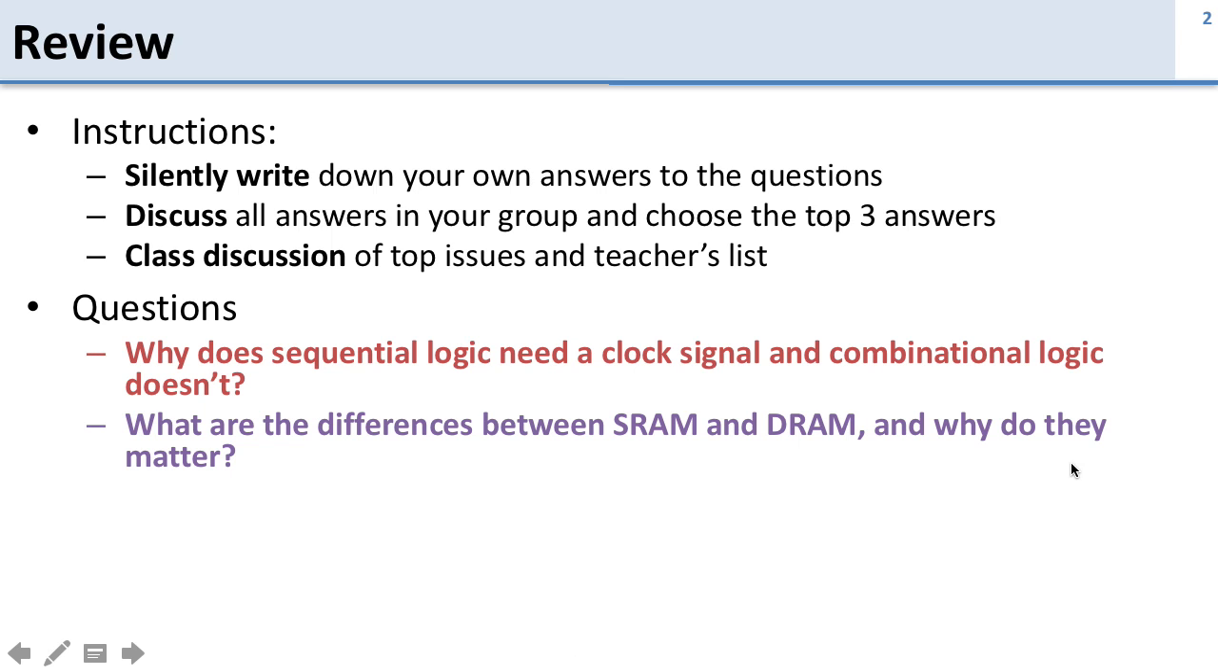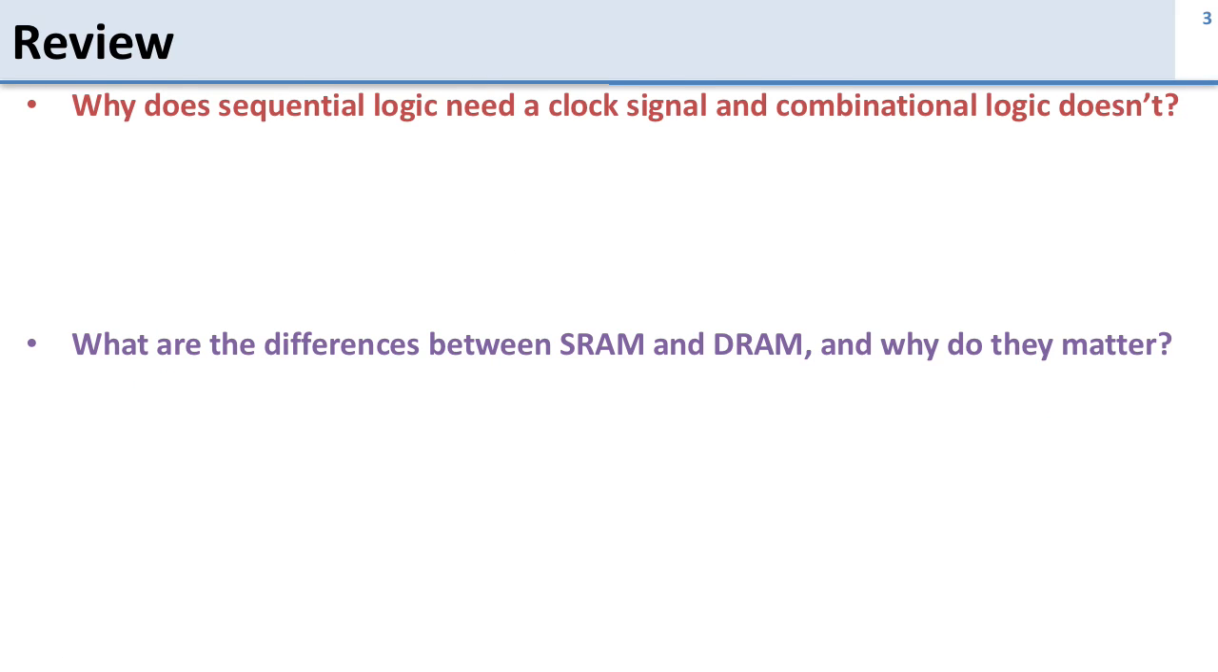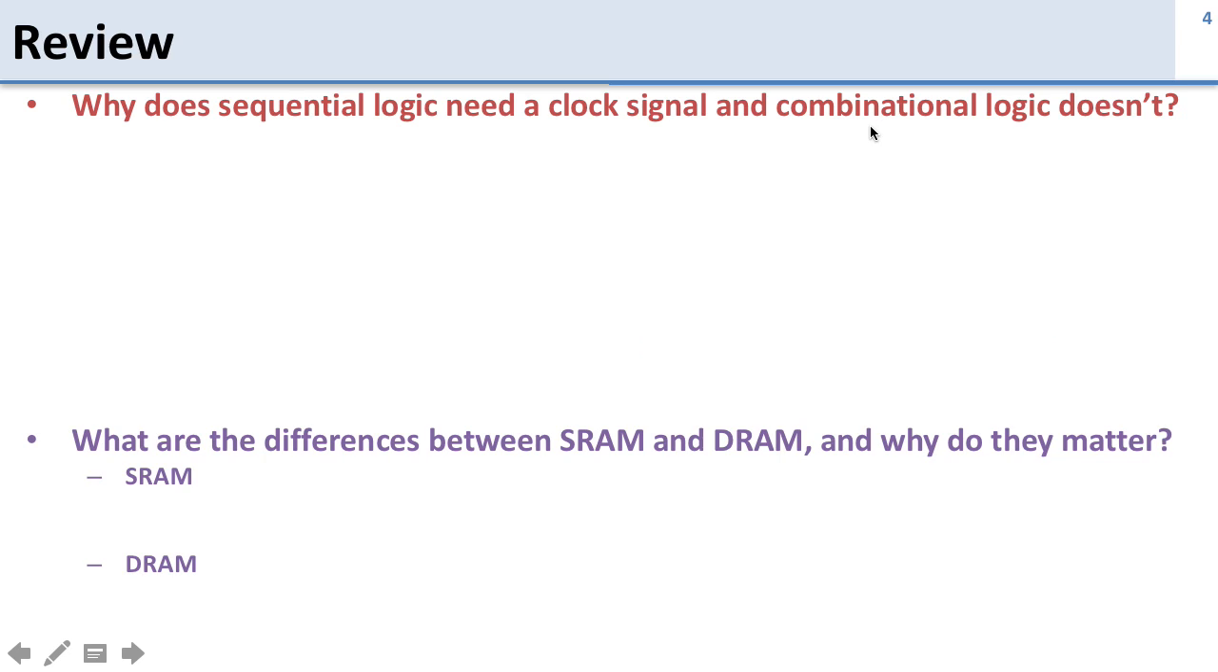Why does sequential logic need a clock signal, and combinational logic doesn't? So remember, that was the big difference we had between them. And what are the differences between SRAM and DRAM, and why should we care about them? So, why does sequential logic need a clock signal and combinational logic doesn't?